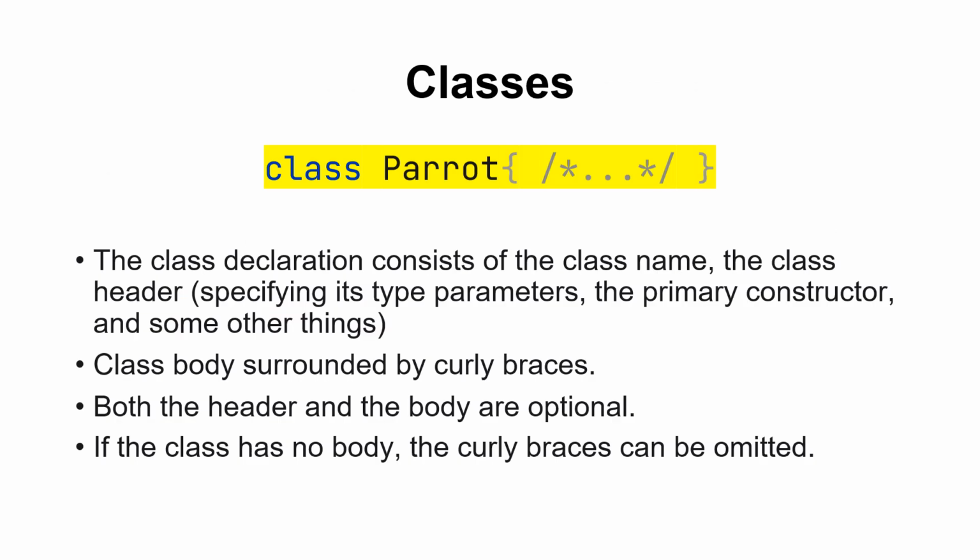So the class declaration consists of the class name, the class header, specifying its type parameters or the primary constructor, and the class body, which is surrounded by curly braces. Both the header and the body are optional, and if the class has no body, the curly braces can be omitted.